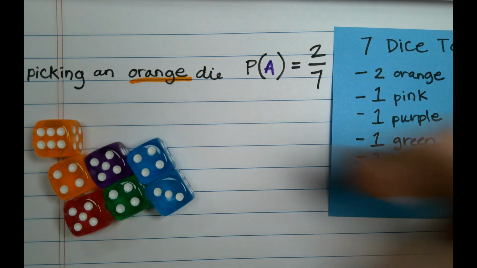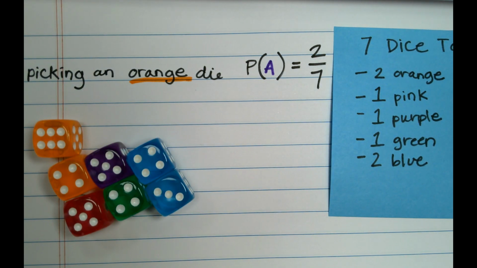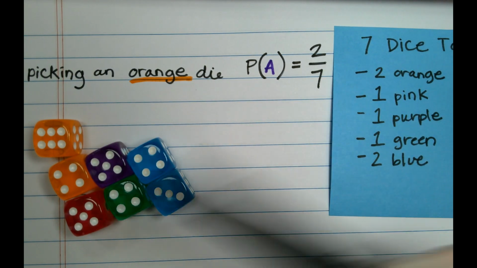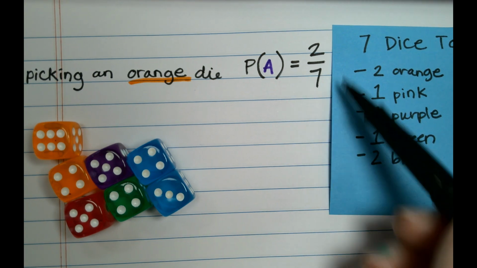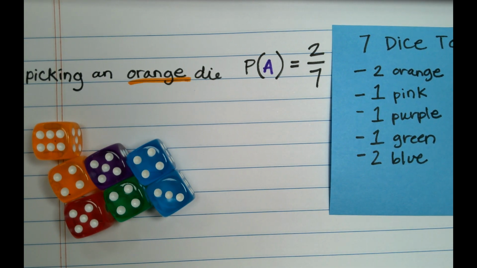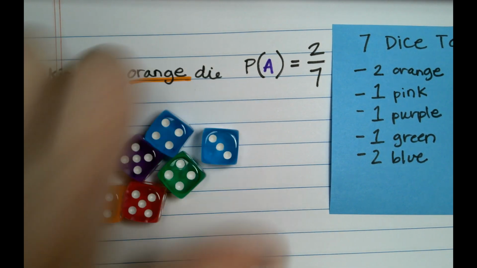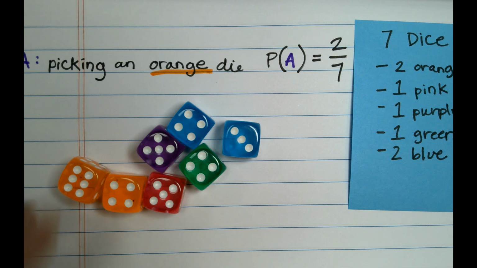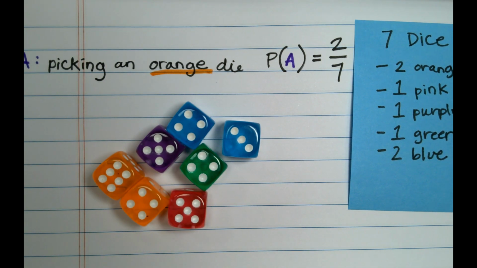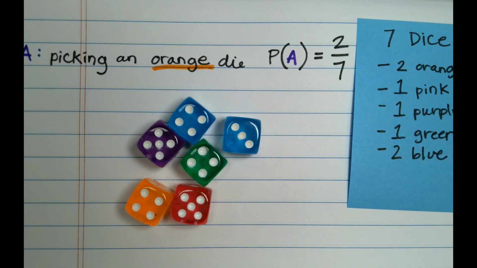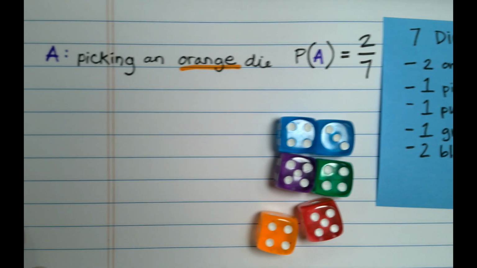Now, how did we get 2 out of 7 for our probability? Yeah, there's 2 orange dice, and there are 7 dice total. Absolutely. So we've got that. The probability of picking an orange the first time is 2 out of 7. So let's now say we picked the orange and we don't put it back. How many dice are left now? Now there's 6 left.